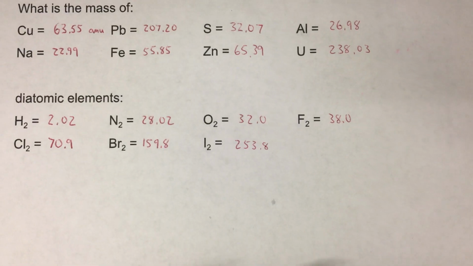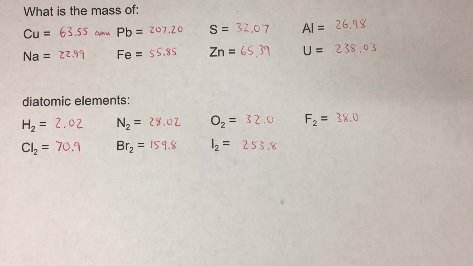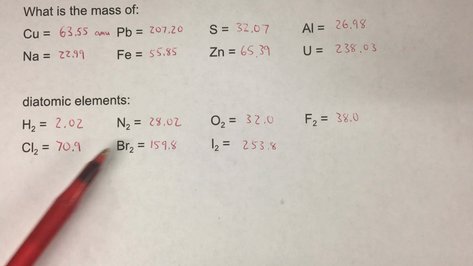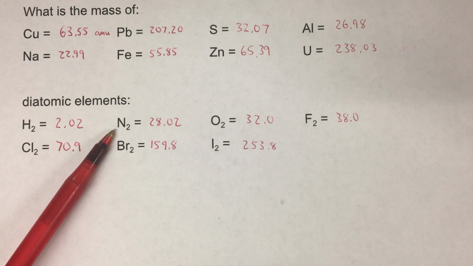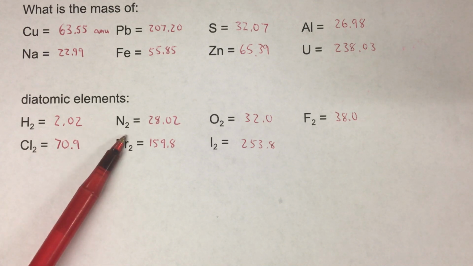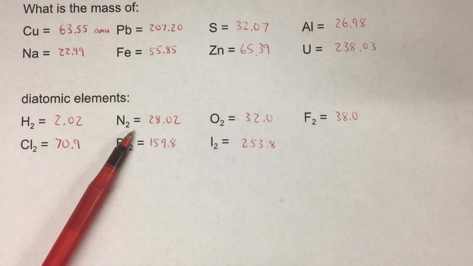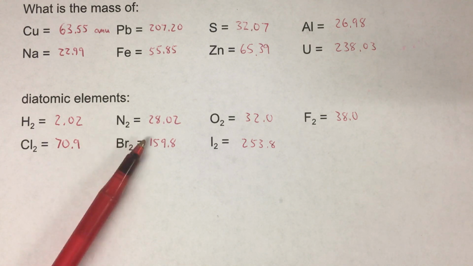One thing to keep in mind is the diatomic elements. For example, if you have a mole's worth of hydrogen gas, what you have is a mole's worth of H2 molecules, so you would have to double the mass. For example, nitrogen has an atomic mass of 14.01 grams per mole for nitrogen atoms, but because it's N2, you would have to double it.